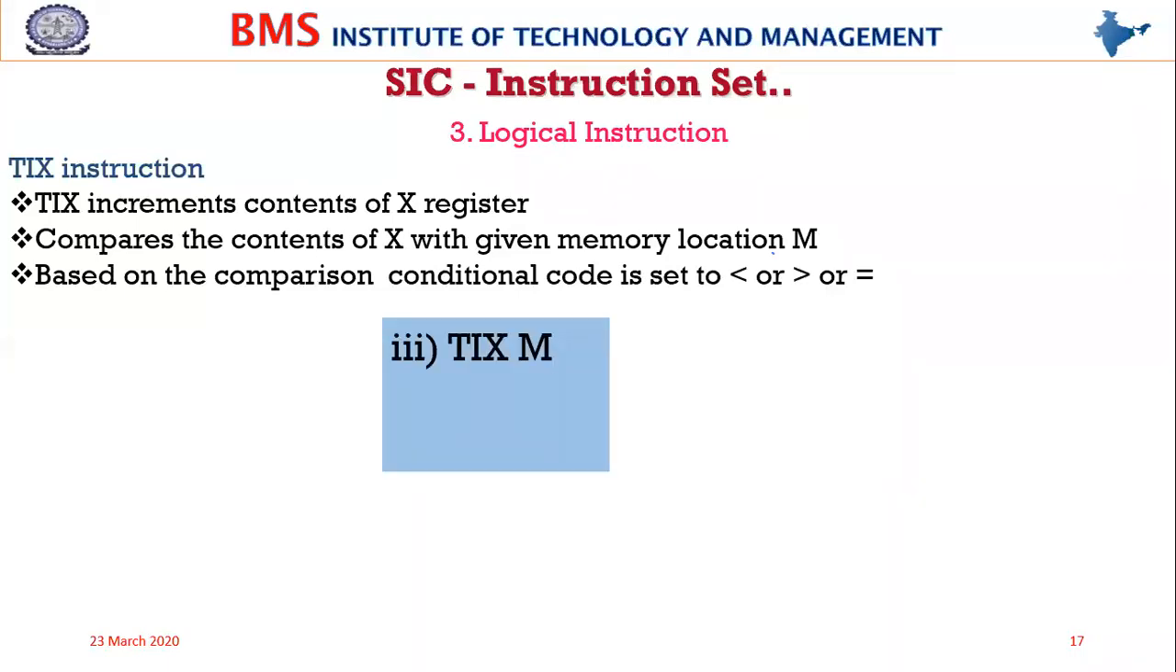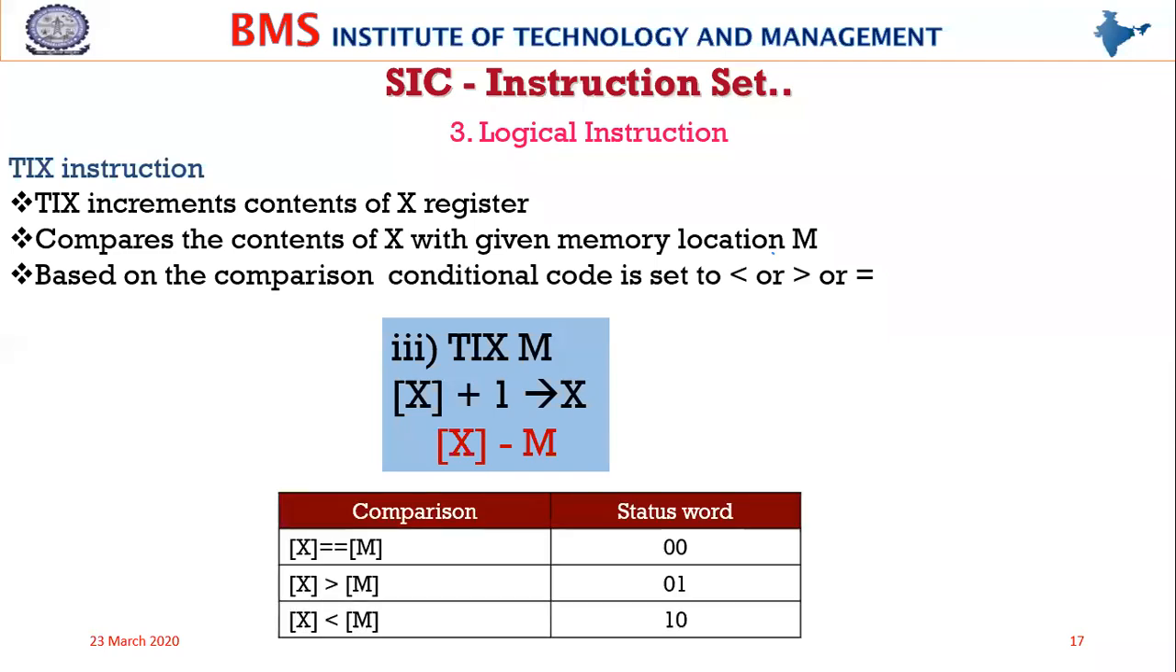So TIX M: it will do X plus 1, then it will do X minus M so as to do the comparison, right? X is compared with M. If X minus M results in 0, it is equal. If it is 0, 1, X is greater than M. If it is 1, 0, X is less than M.